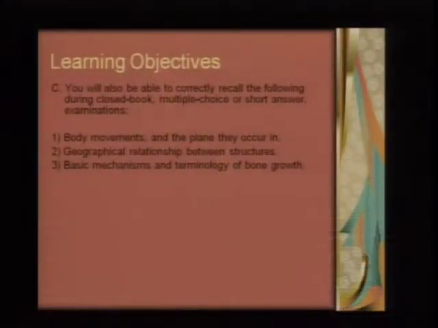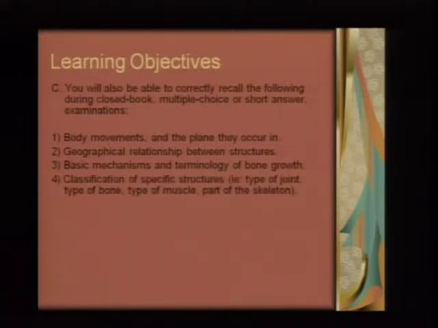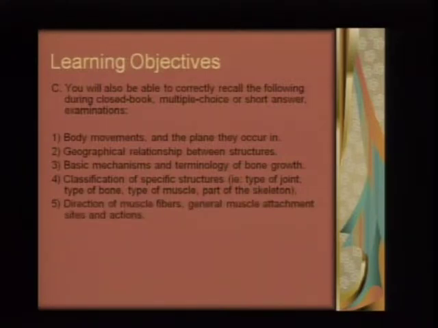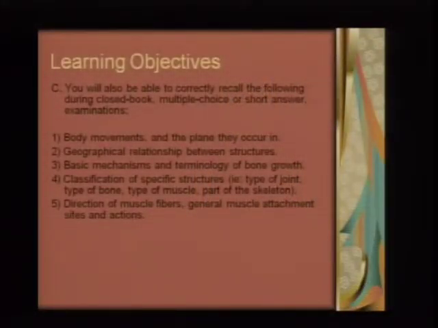Mechanisms and terminology of bone growth: just the basics of how our bones end up the way they are. Classification of different structures: we're going to talk about the type of joint, the type of bone, the type of muscle. All of these have a classification system, and you'll be familiar with them. When it comes to muscle attachment sites, we're going to focus mostly on the direction of the fibers. All our muscles have a fiber direction, and it matters because it affects their function. Muscles can only do one thing: they can shorten, and only along the muscle fibers. That's going to be a real focus for you in the lab, whether you're looking at a cadaver, a chart, or a model. We'll talk a little about muscle attachment sites as it affects their action.